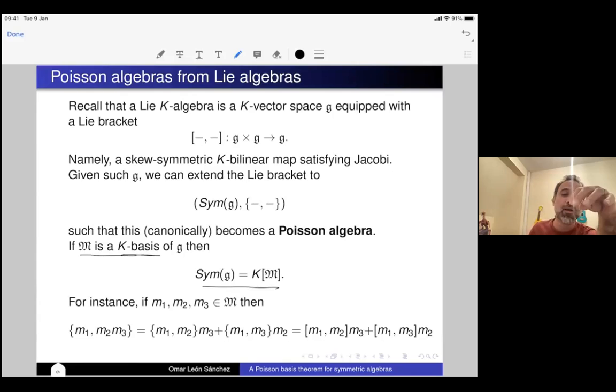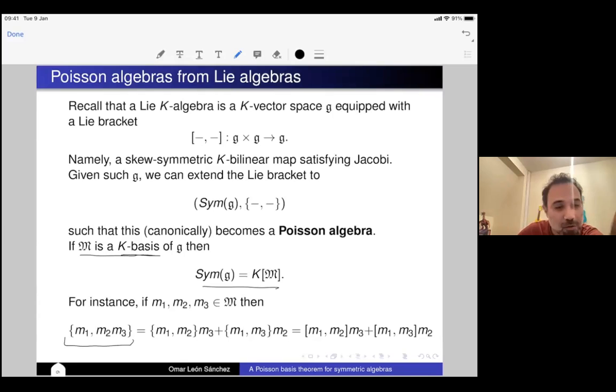And now, how do I extend the Lie bracket to a Poisson bracket? Well, the only way you can do it, satisfying the Leibniz rule on each entry. So for example, if you take three elements in the basis, M1, M2, M3, and you wonder how can I define the Poisson bracket on M1 comma the product of M2 and M3? Well, it has to satisfy the Leibniz rule in the second entry. So you do what you have to do.